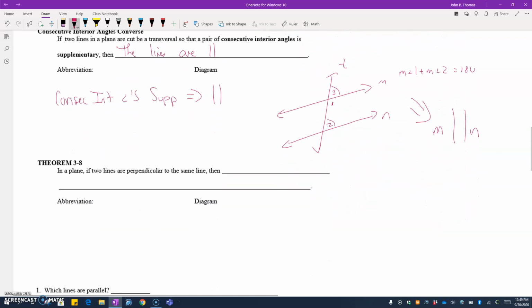Now the next one is actually just a slight extension off of the corresponding angles one. This deals with perpendicular. So now it says that you have two lines that are both perpendicular to the same line. We know that perpendicular means they intersect to form four 90-degree angles. And if that's true, then we can pick any one of these and call them corresponding angles. And we know if two angles are corresponding and congruent, then that means the two lines that form them are going to be parallel to each other.